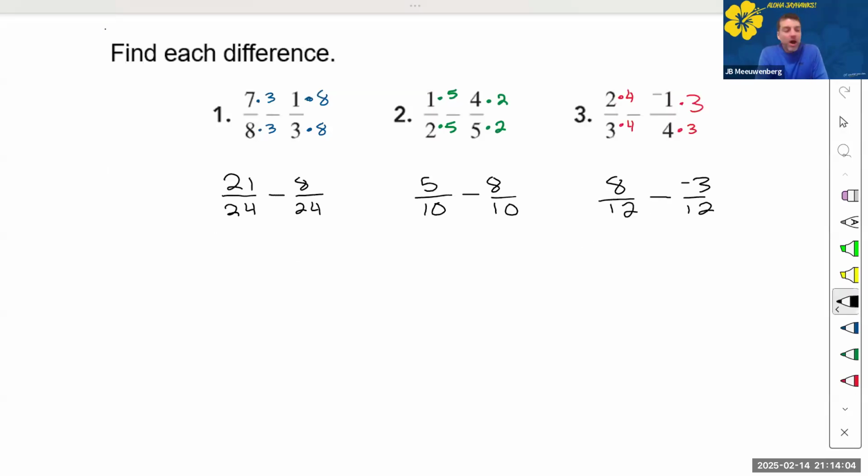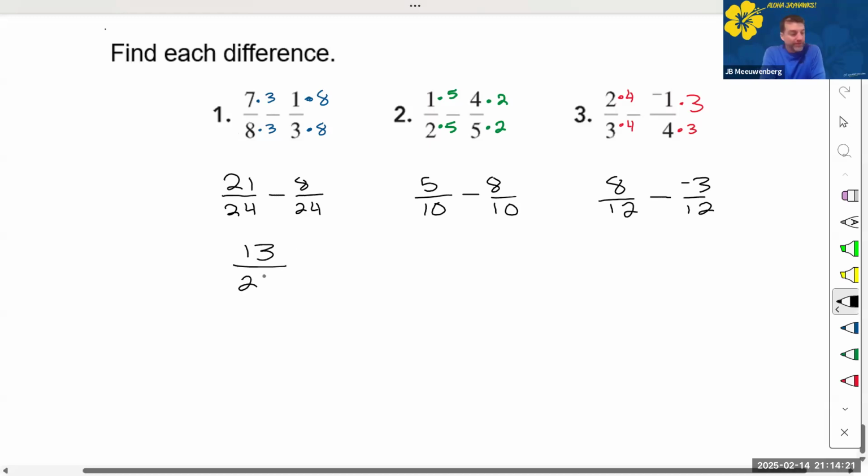So I took the liberty of starting the process for us as we review these. We've talked enough about getting common denominators. You can see my work here, multiplying by 3 and 8 to get 21/24 minus 8/24. That would leave us with 13/24 for this first one.